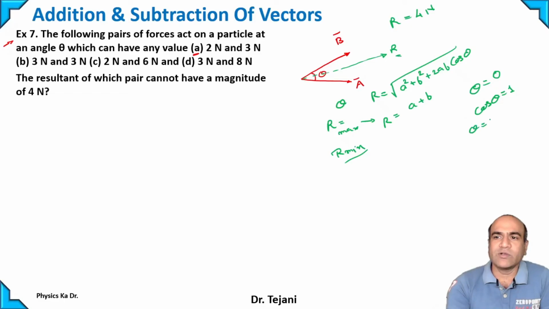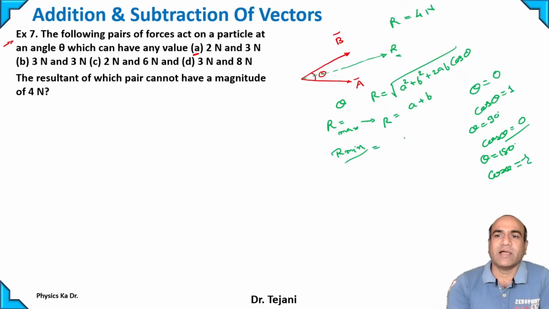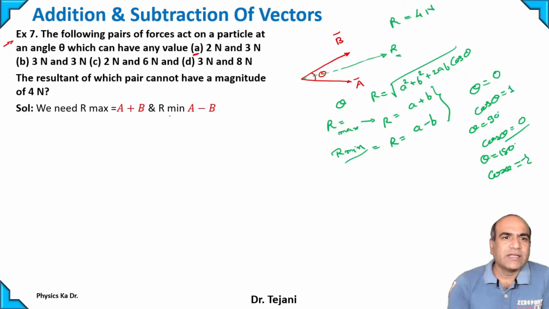And similarly, when theta is equal to 90 degrees, cos theta becomes 0. And for the opposite part, theta is equal to 180 degrees. That means cos theta becomes minus 1, and ultimately R minimum we can get is A minus B. We already studied this part, so we are not spending much time on how we got this. So let's check where the values R maximum is equal to A plus B and R minimum is equal to A minus B.